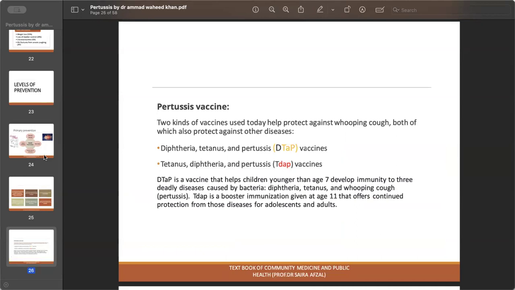Vaccines. Two kinds of vaccines used today help protect against whooping cough, both of which also protect against other diseases: diphtheria, tetanus, and pertussis, called DTaP vaccine, and tetanus, diphtheria, pertussis, the Tdap vaccine. DTaP is a vaccine that helps children younger than age 7 develop immunity to three deadly diseases caused by bacteria: diphtheria, tetanus, and whooping cough. Tdap is a booster immunization given at the age of 11 that offers continued protection from those diseases for adolescents and adults.